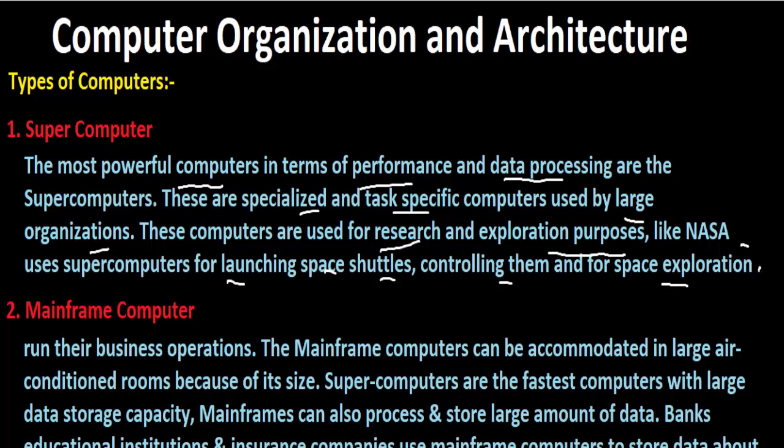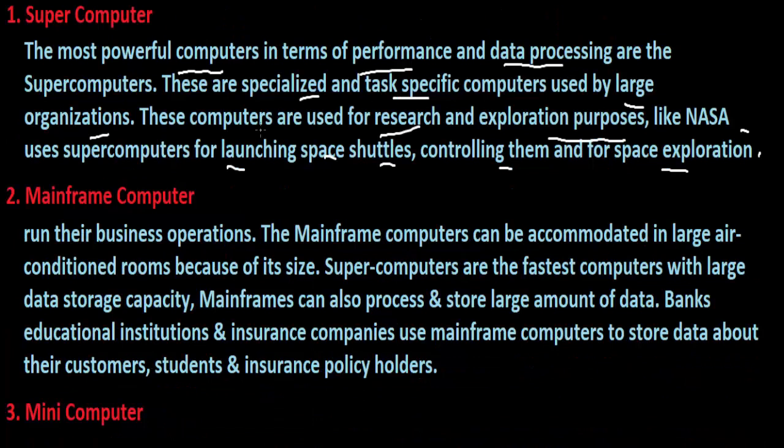So next we have mainframe computer. Mainframe computers run business operations. They can be accommodated in large air-conditioned rooms because of their size. Supercomputers are faster computers with large data computing, but mainframes can also process and store large amounts of data. So these are comparatively slower than supercomputers. Banks, educational institutes and insurance companies use mainframe computers to store data about their customers, students and insurance policies, and it is faster than a minicomputer or microcomputer.